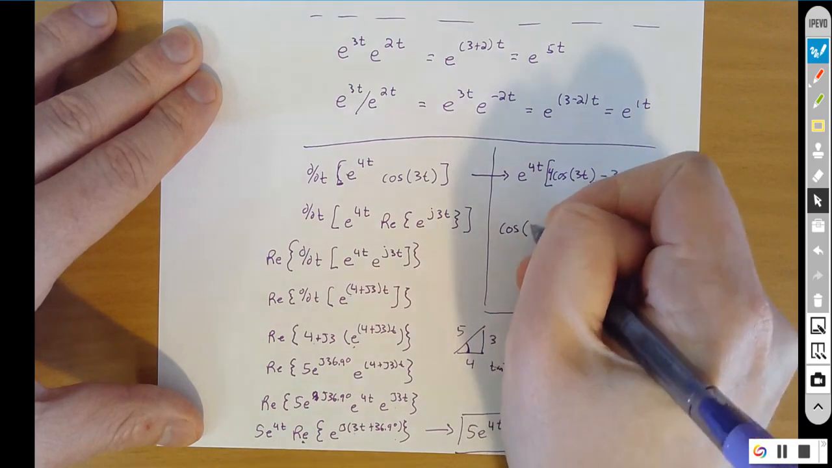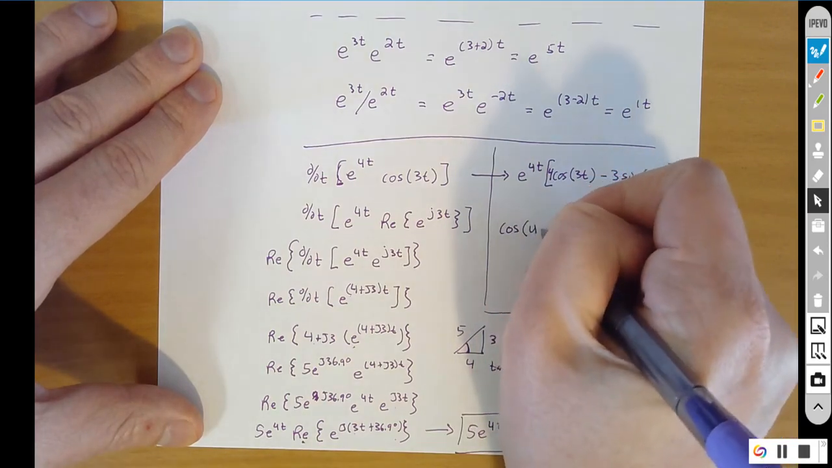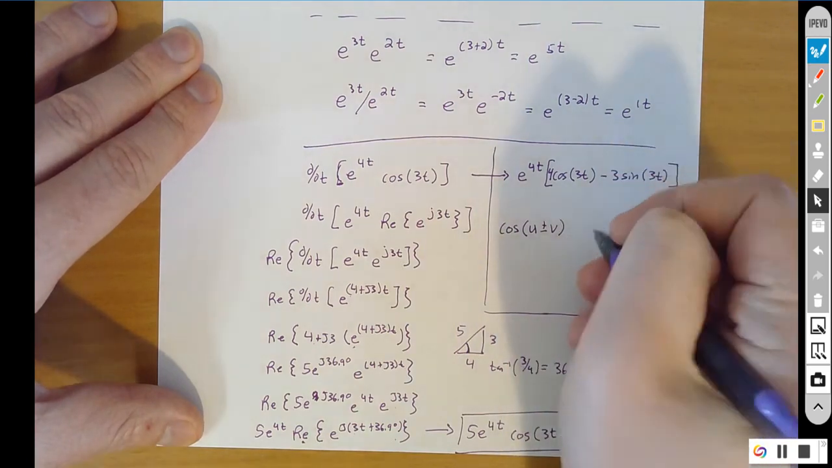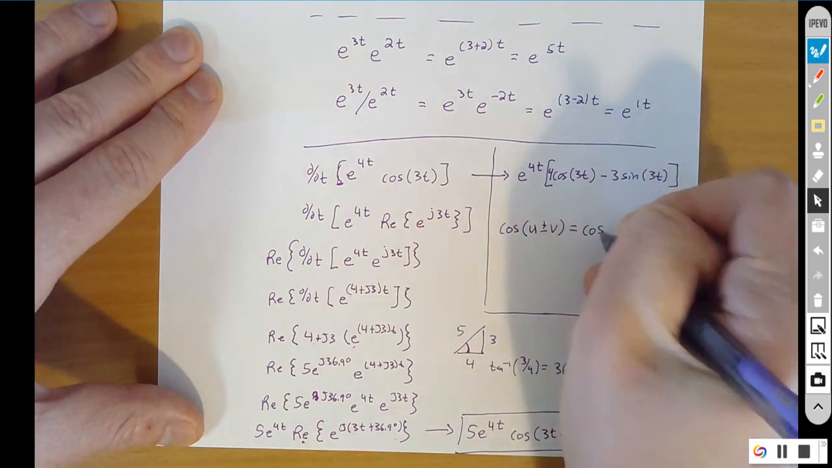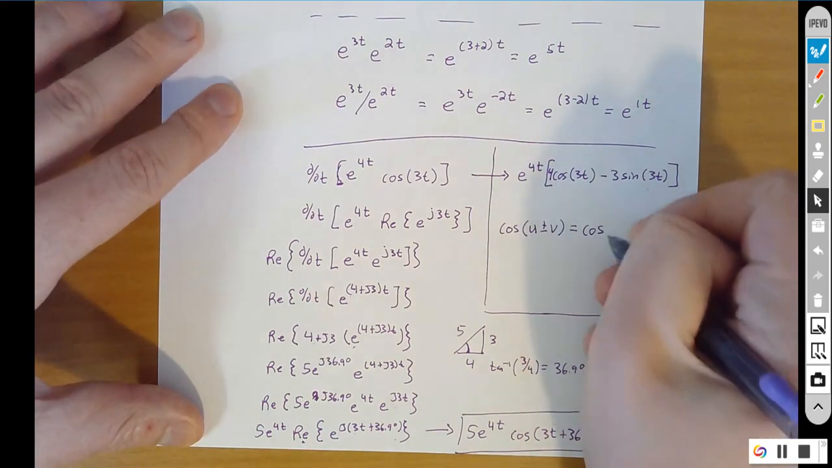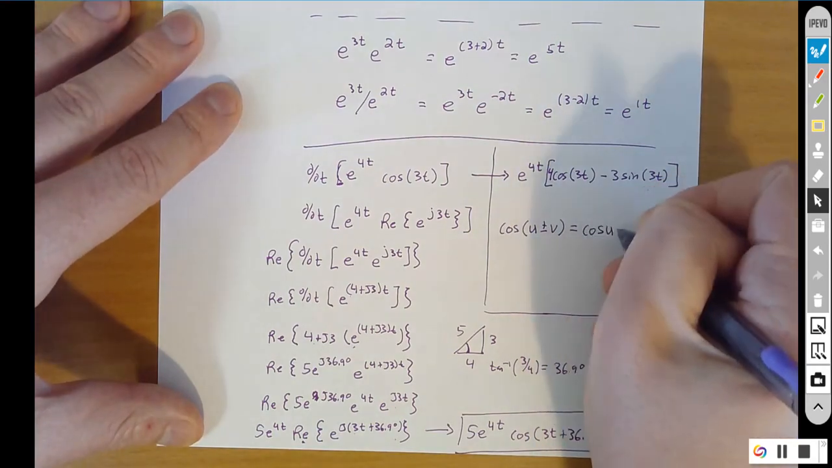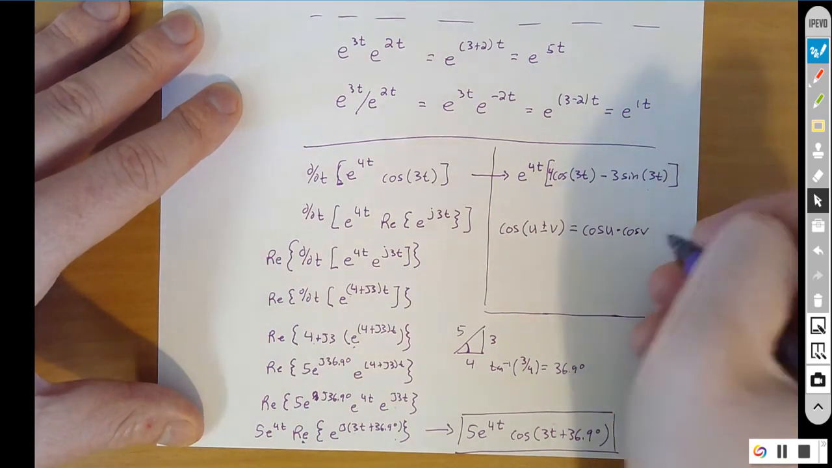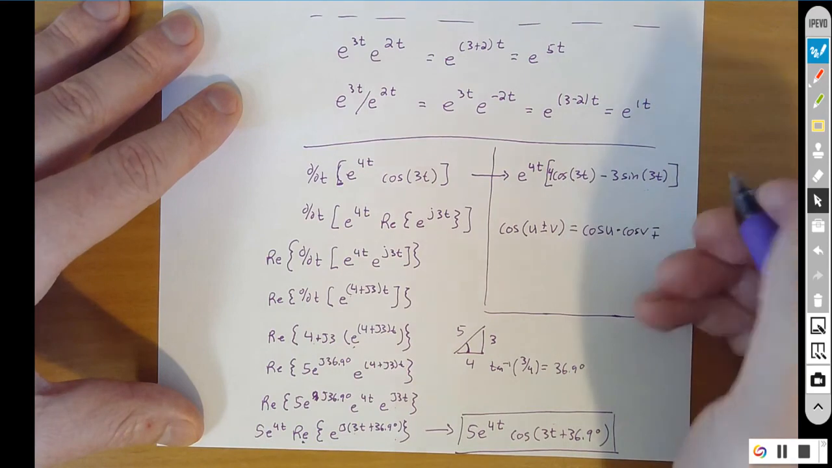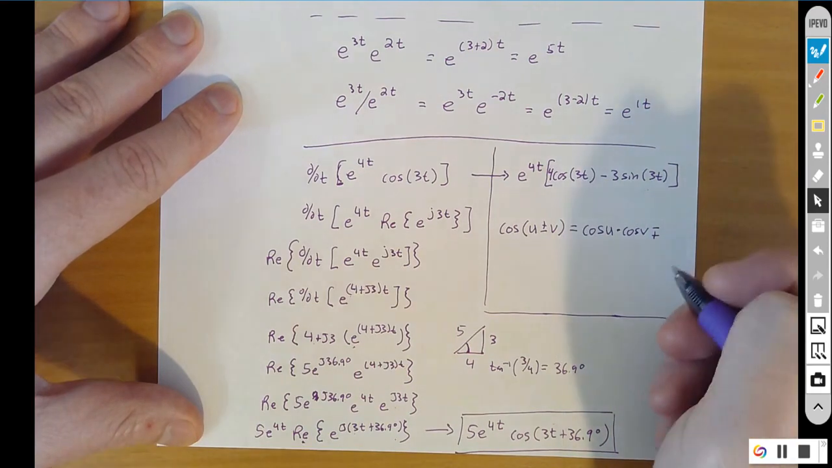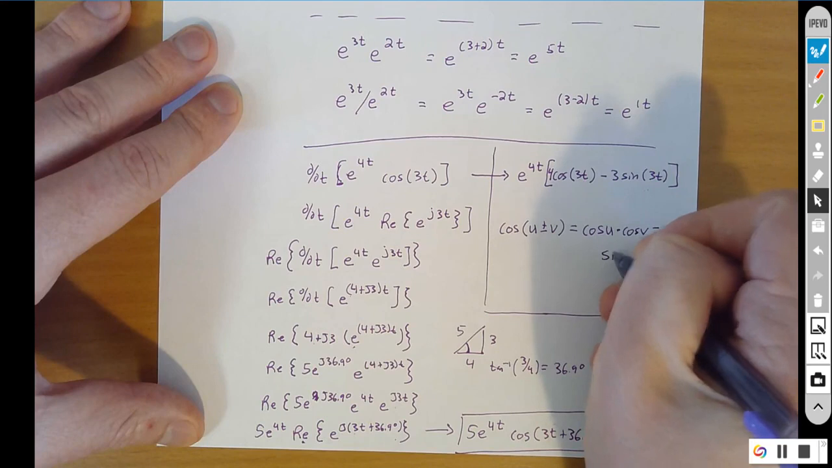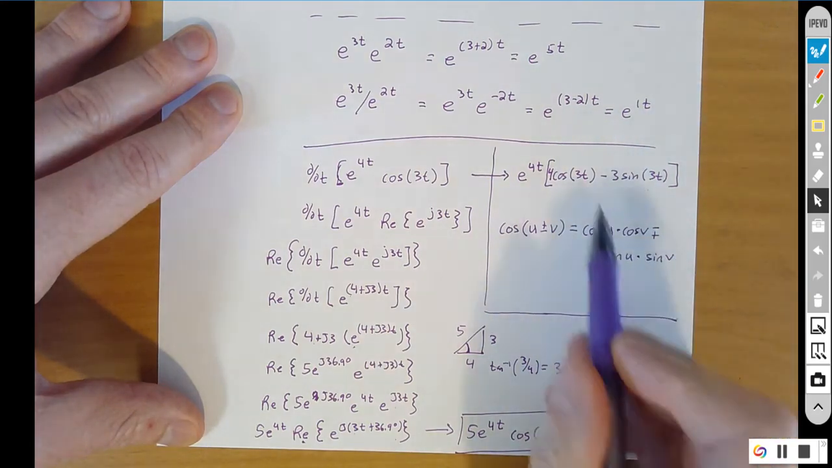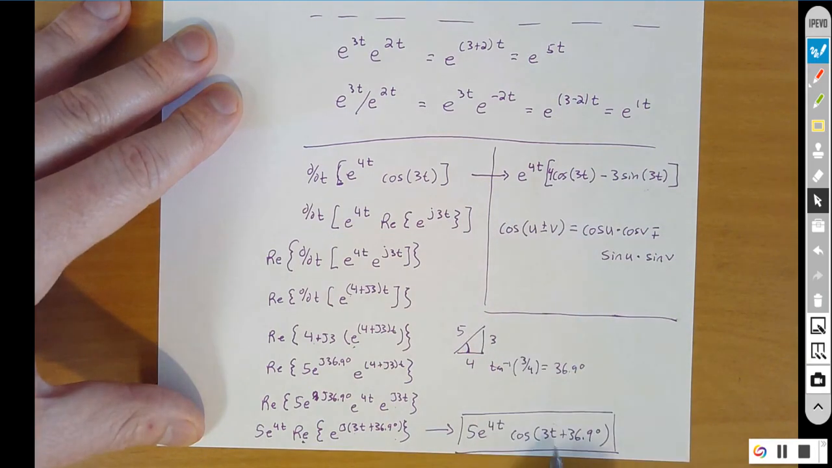Cosine of (u plus or minus v) is equal to cosine u times cosine v, minus plus, so flip the sign, whatever it is, sine u times sine v. So if you took this and applied this transformation, you would get this.